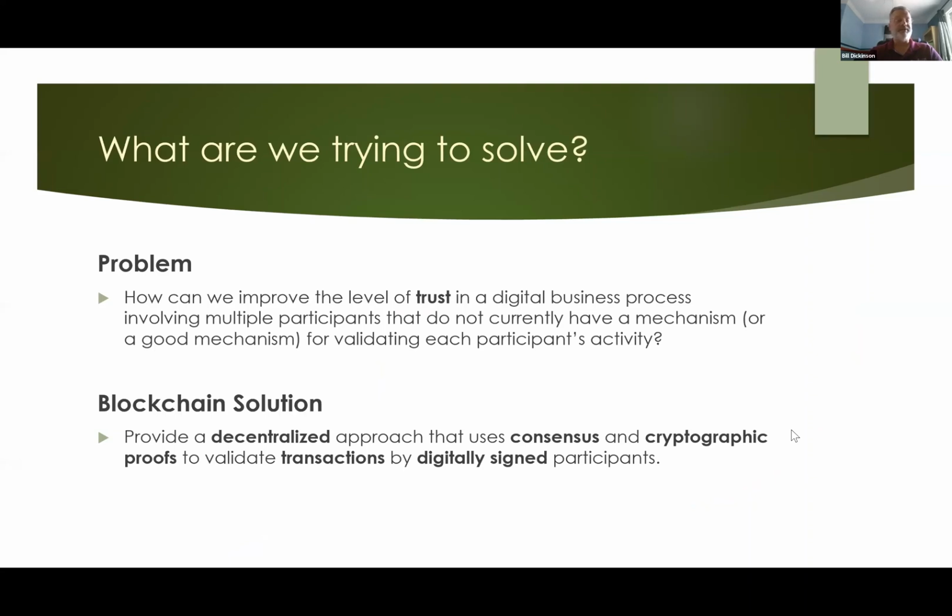So the problem we're trying to solve can be stated like this. How can we improve the level of trust in a digital business process involving multiple participants that do not currently have a mechanism, or a good mechanism, for validating each participant's activity?